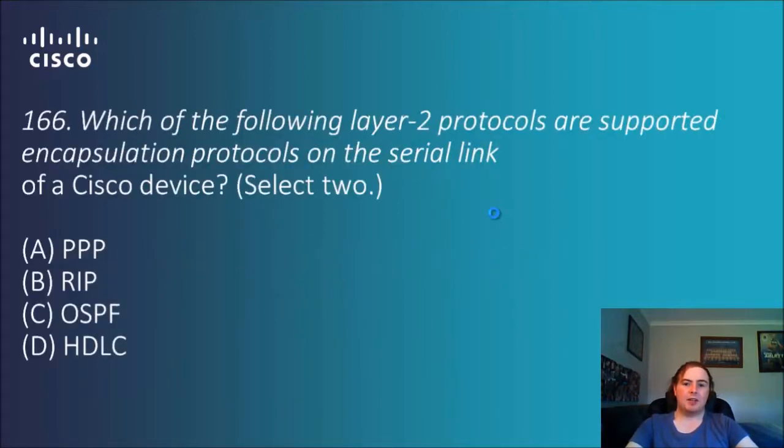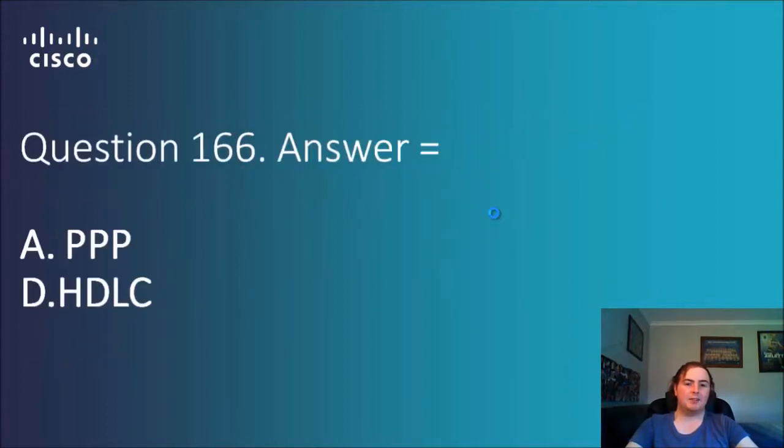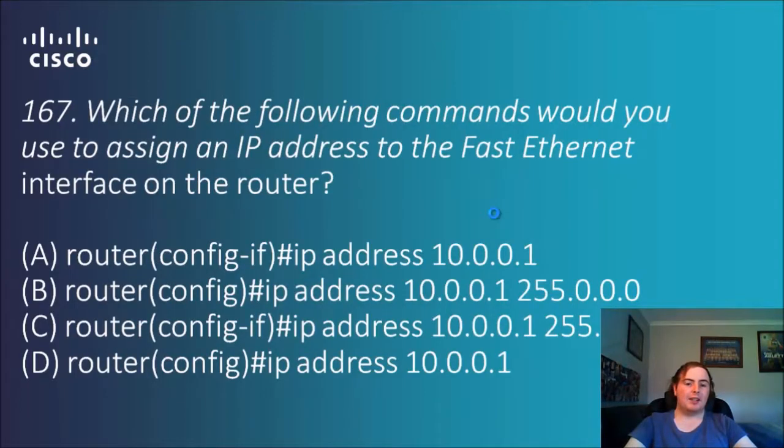166, which of the following layer 2 protocols are supported encapsulation protocols on the serial link of a Cisco device? Select 2. No surprise here, it's going to be the same as before, PPP and HDLC. But to give a bit more insight on these protocols here, the PPP is an industry standard that connects heterogeneous environments together. Quite a convoluted word, that one. And the HDLC is just one that's used to connect Cisco devices together.